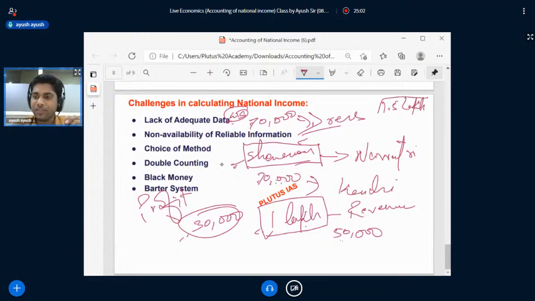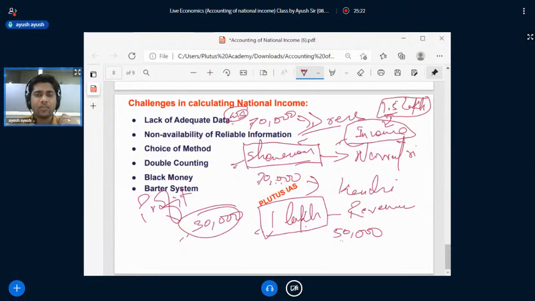So this 1.5 lakh rupees will be called as income. All right. So income is what? From whatever sources that you earn money, that is what we call income.